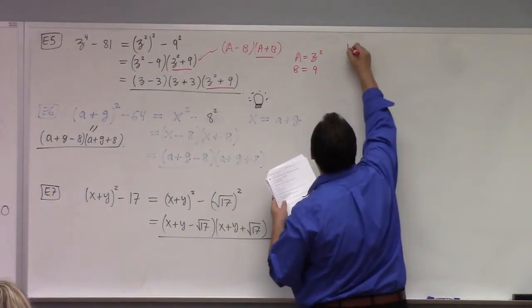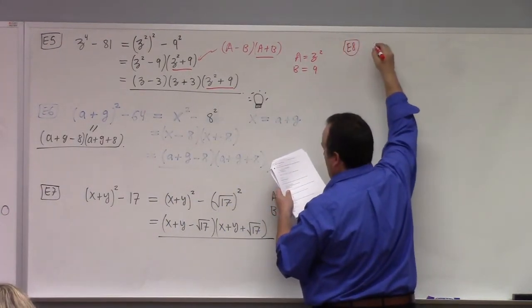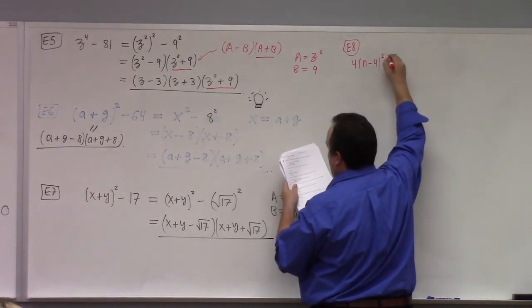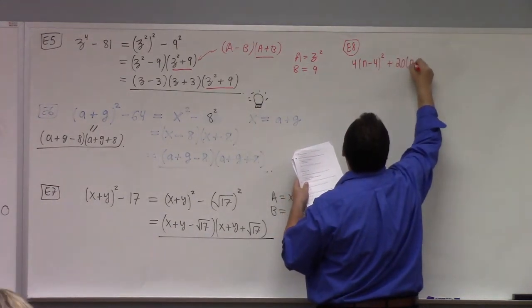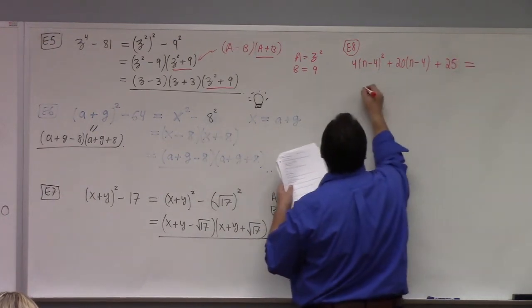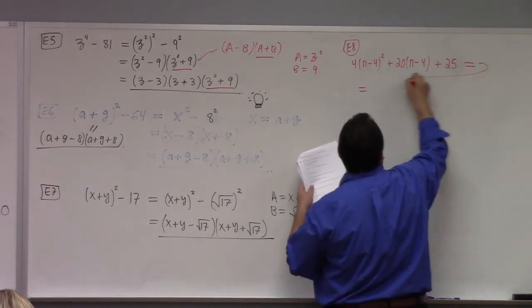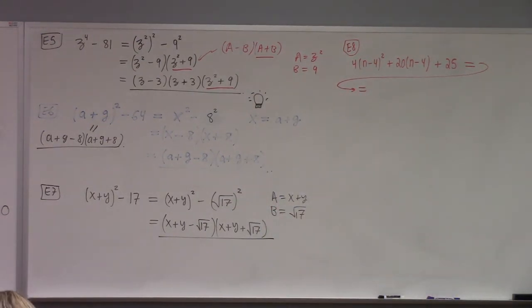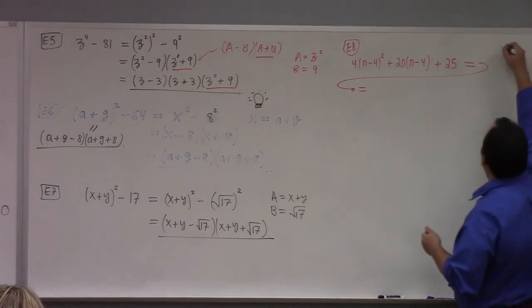Example 8. Here we have 4 times n minus 4 quantity squared plus 20 times n minus 4 plus 25. And we're supposed to factor this if possible. I'm of the school of thought that the substitution is worth making. I don't like to think about this without making the substitution. So what I suggest here is we let x equal what? What do you think? x equals n minus 4. I think that's a good choice.